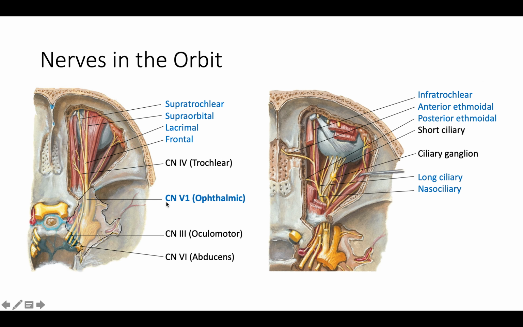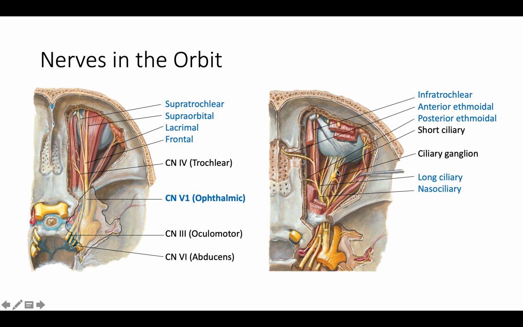So nerves of the orbit. We've got cranial nerve V1, and that's going to be the ophthalmic nerve. And we've got the frontal nerve and the lacrimal nerve coming right here. So here's the lacrimal nerve. Here is the frontal nerve. And this is going to be supraorbital, and here's supratrochlear. And then over here, going to our superior oblique is going to be cranial nerve 4.